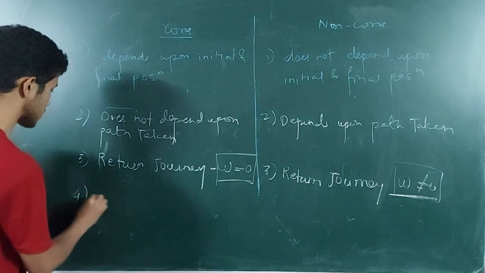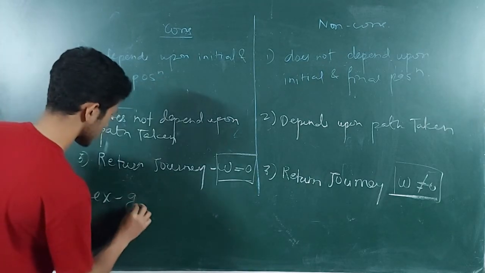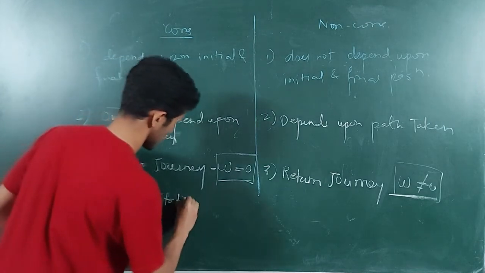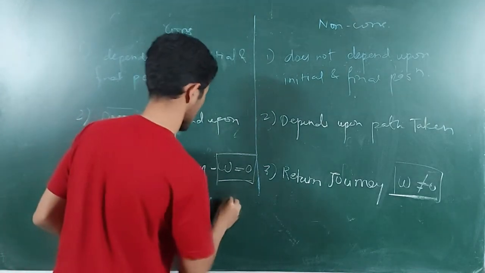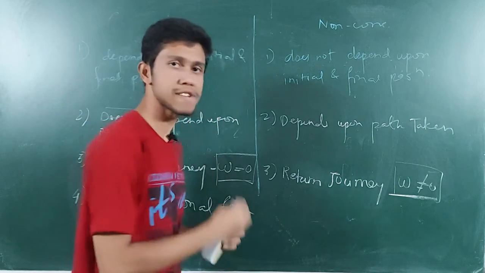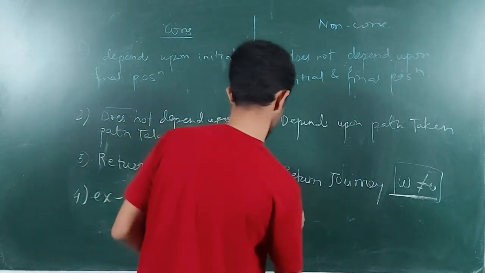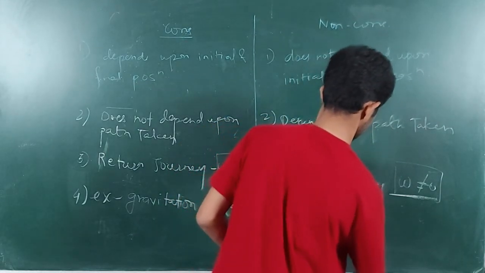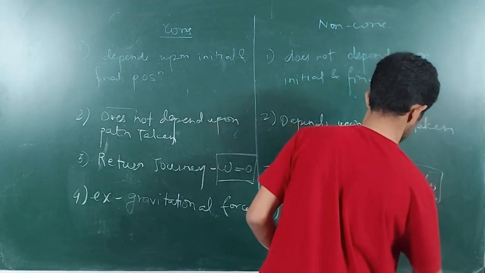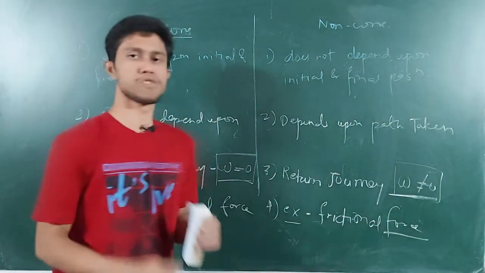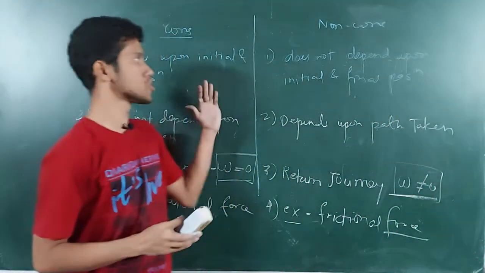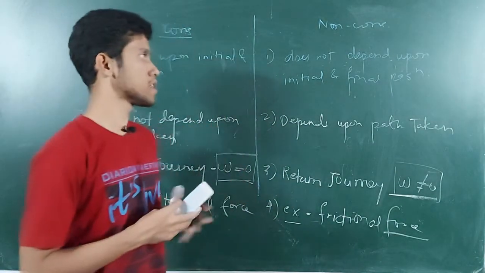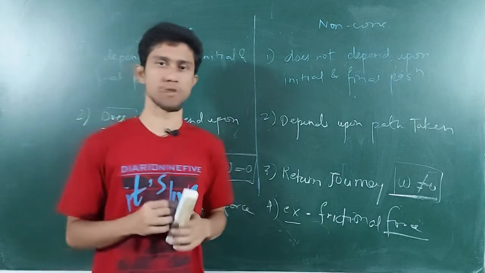Next, I'll give you examples. Example is a gravitational force. And in this case the example is frictional force. Okay, so this was a summary of conservative force and the non-conservative force and the difference between them. Hope this table makes you summarize all the points in one go.